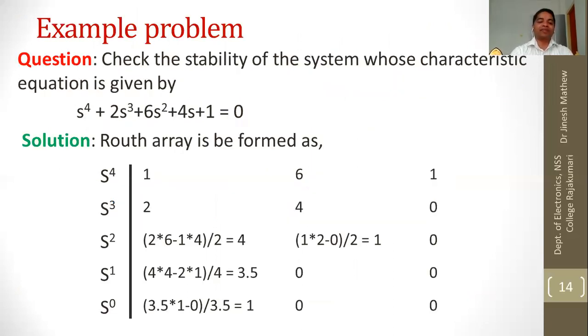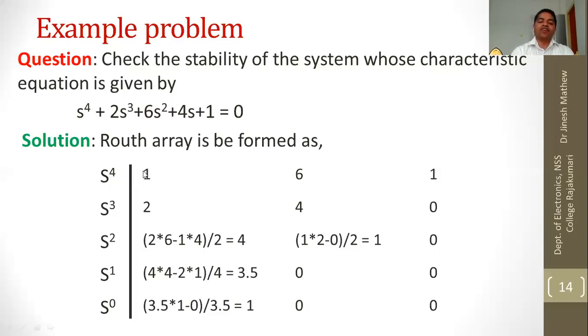The question is: check the stability of the system whose characteristic equation is given by s raised to 4 plus 2 s cube plus 6 s square plus 4s plus 1 equal to 0. Since the order is 4, we complete the root array by writing first s raised to 4, s raised to 3, s raised to 2, etc., up to s raised to 0. That means for m equal to 4, we will have m plus 1 rows for the root array.